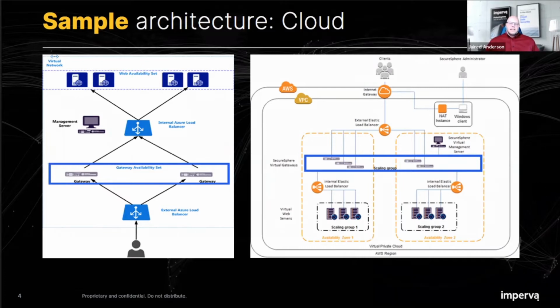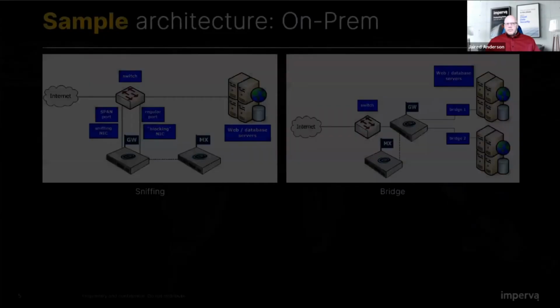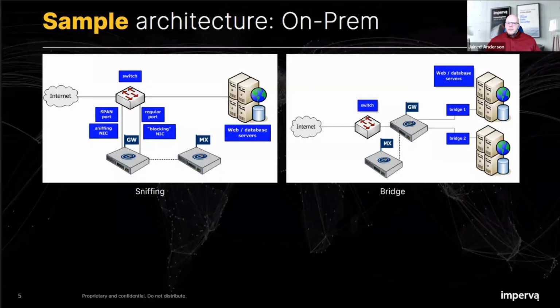On the right is an AWS deployment. It's very similar in the blue square there. Load balancer sandwich, load balancer in front, load balancer behind, with some auto scaling groups. So let's go on to on-prem architecture, which is what we're here to talk about.